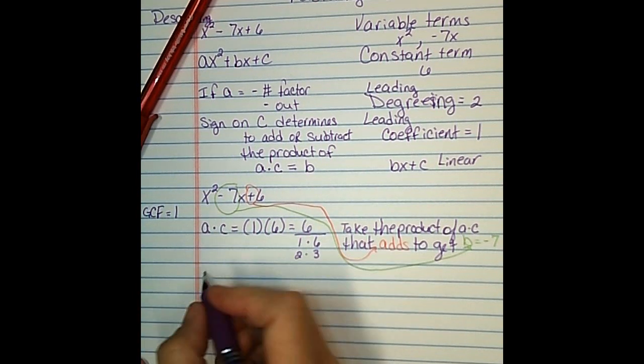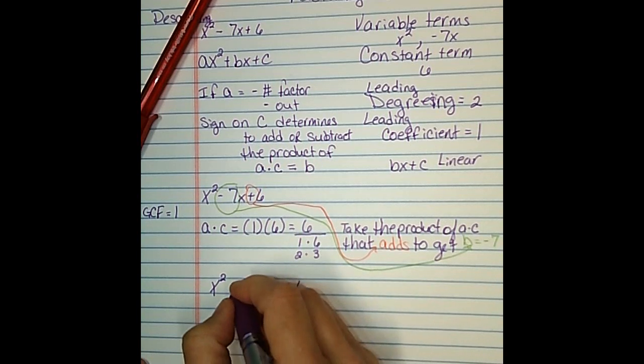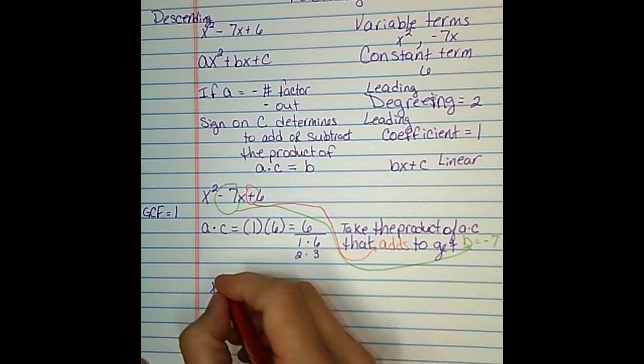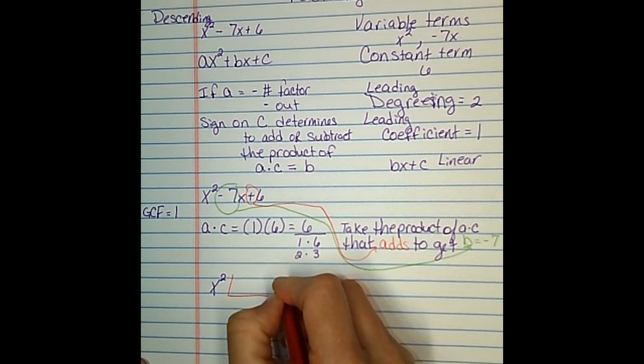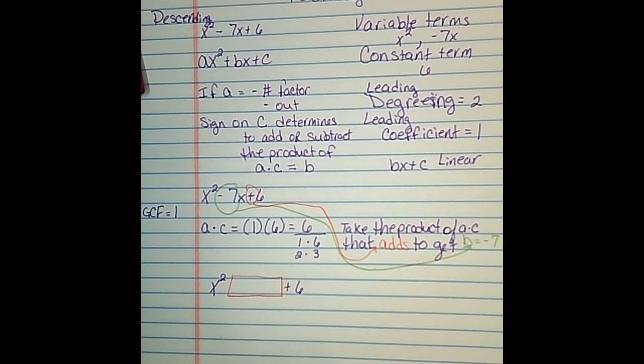What does not change is the first term and my last term. And what I'm doing is I'm going to rewrite the middle term in terms of 4, so I can factor by grouping.